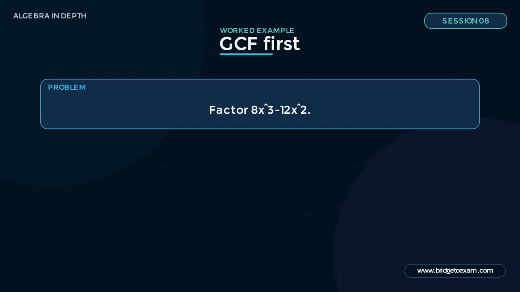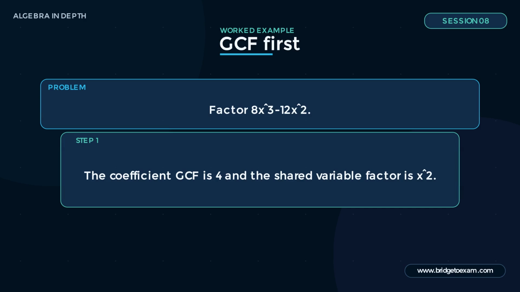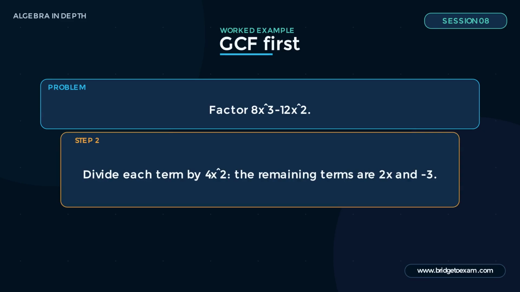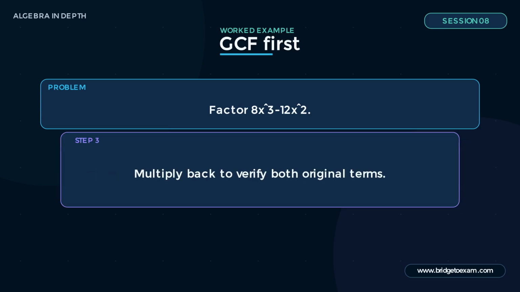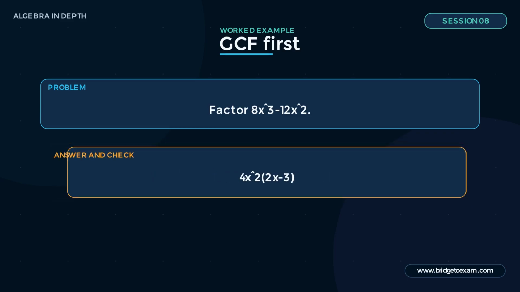Worked example, GCF first. Factor 8x cubed minus 12x squared. Step 1. The coefficient GCF is 4, and the shared variable factor is x squared. Step 2. Divide each term by 4x squared. The remaining terms are 2x and minus 3. Step 3. Multiply back to verify both original terms. The final answer is 4x squared times (2x minus 3). Check that it satisfies the original conditions and carries the correct units.